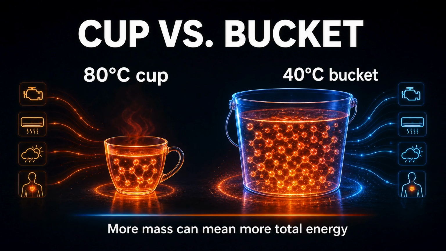Temperature describes an average microscopic state. Heat is energy transferred because of a temperature difference. Thermal energy is the microscopic energy associated with the particles in a system. This difference matters when engineers design engines and air conditioners, when meteorologists study the atmosphere, and when doctors and biologists study the human body. In the next episode, we will explore how particles behave in solids, liquids, and gases.